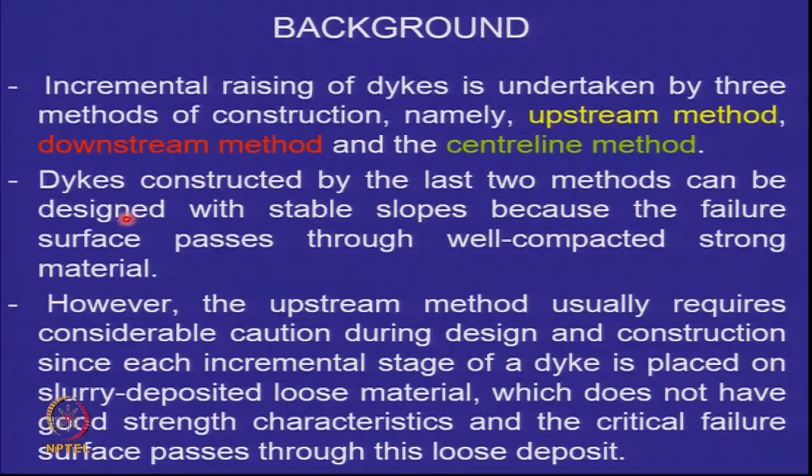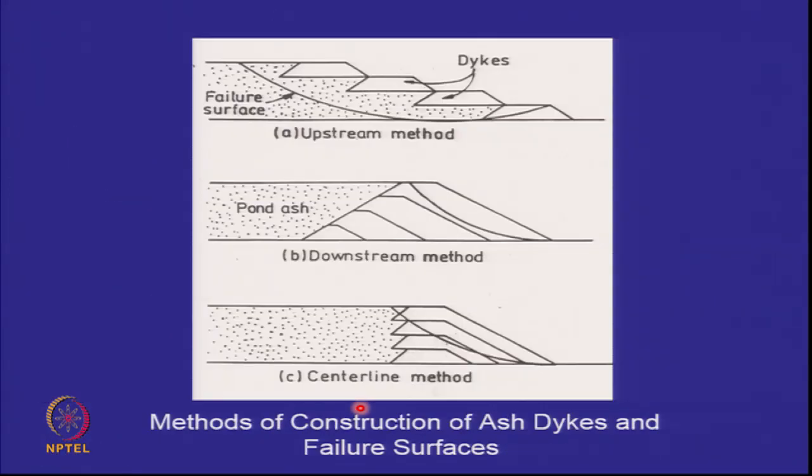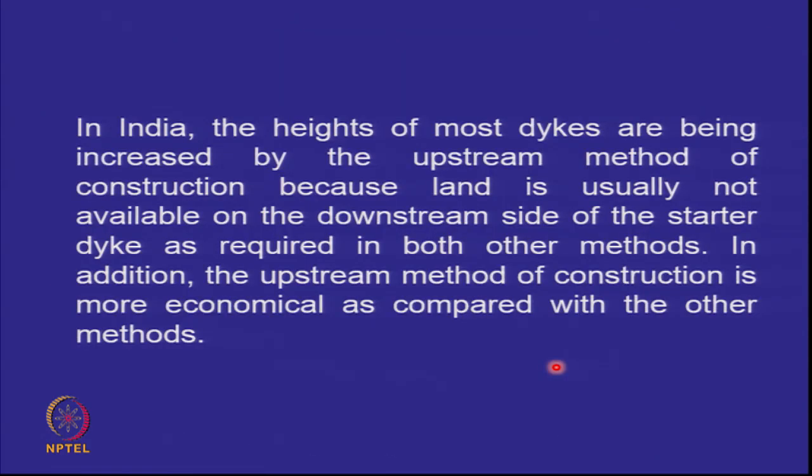So, as we said, we have raising by the upstream method, the downstream and the centerline method. When you do downstream and centerline method, we have well compacted strong material. When you have upstream method, you have the problem that you are putting each embankment on slurry deposited loose material. And just quickly recall this. These are the type of failure surfaces that you will get. And in India, as I said, most of the dikes are being raised by the upstream method of construction.